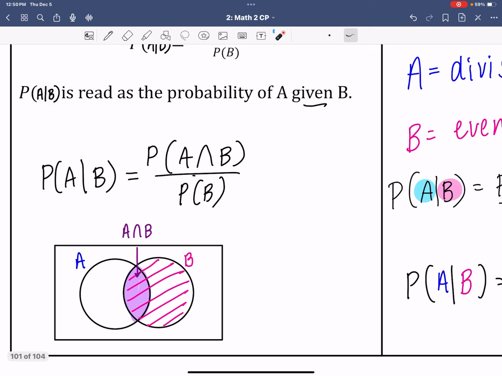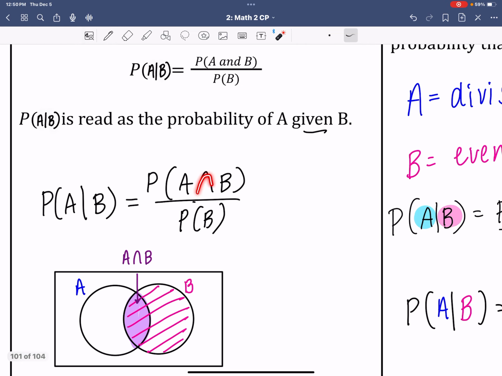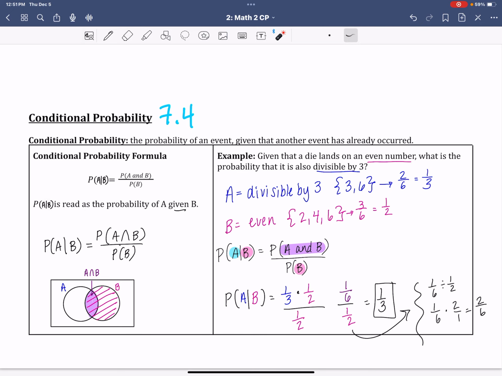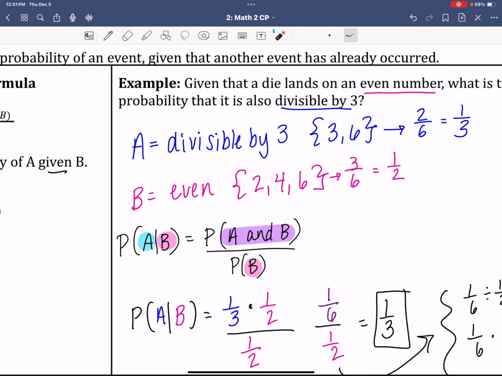What this formula means, and you'll also see the intersection symbol here, is we're going to take where it overlaps, and then we're basically dividing out B. So you're just left with the probability of that. Let's go ahead and get started over here.